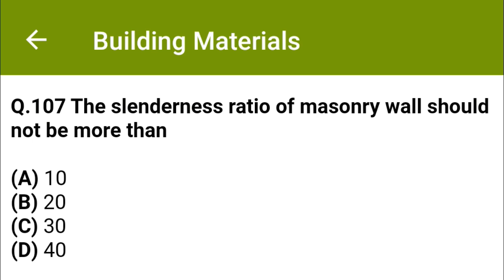The slenderness ratio of masonry wall should not be more than: option A 10, option B 20, option C 30, option D 40. The correct answer is option B, 20.